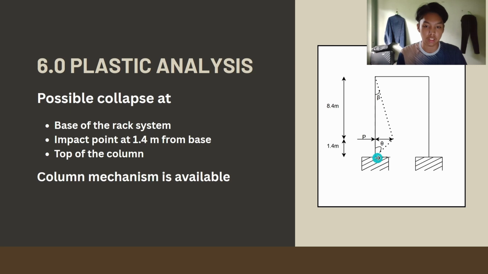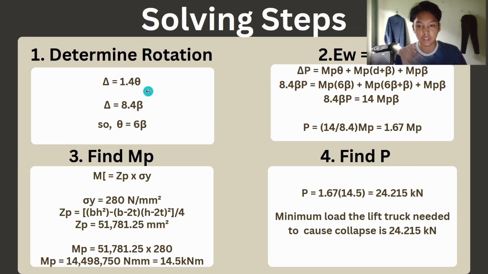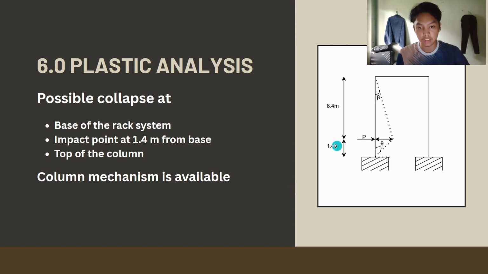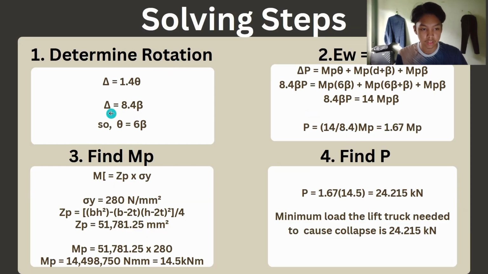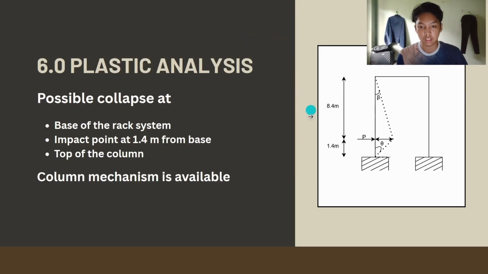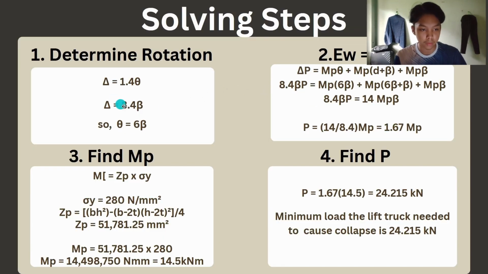There are three possible collapses. The first of all is at the base of the rack system, at the impact point of the 1.4 meters from the base over here, which is the forklift, and at the top of the column. First of all, we calculate that delta is equal to 1.4 times theta. The same is with beta: delta is 8.4 beta.